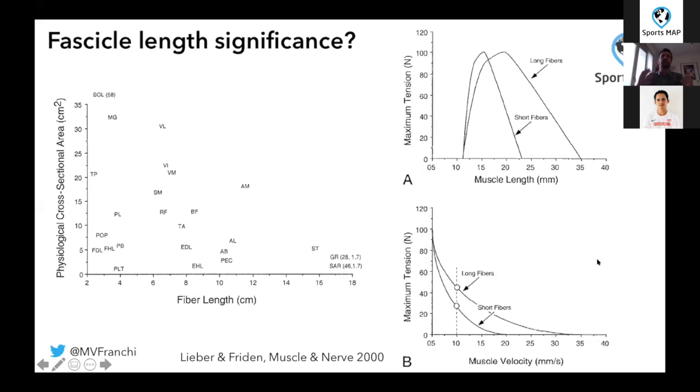So what we can say is that physiological cross-sectional area is related to the maximum force production, and in theory, fascicle length, fiber length, is proportional to muscle excursion, and is related to the changes in maximum shortening velocity.